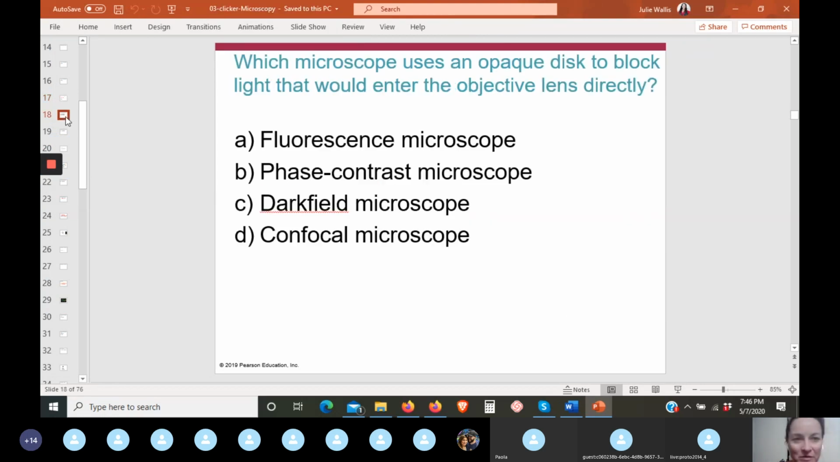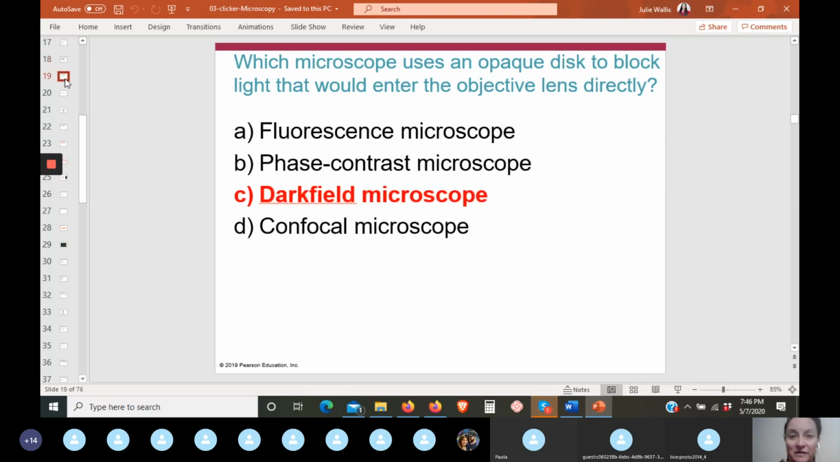But I'm just going to walk through each one of these. So next one is which microscope uses an opaque disc to block light that would enter the objective lens directly. This next section gets to the different types of microscopes. And really what you're going to need to know for these is the information that is in this clicker PowerPoint. These would be the types of questions that I'm going to ask about these. The answer is dark field.